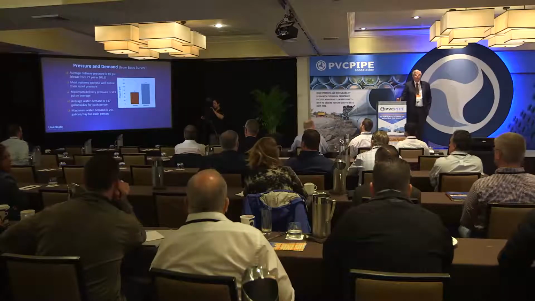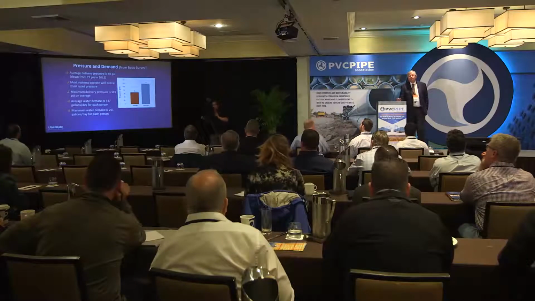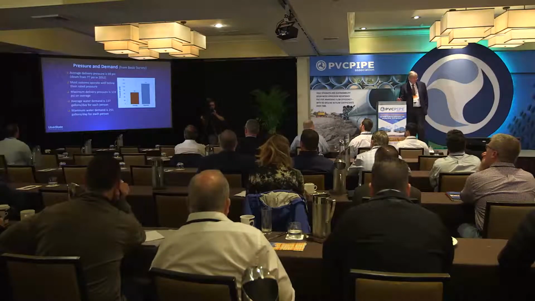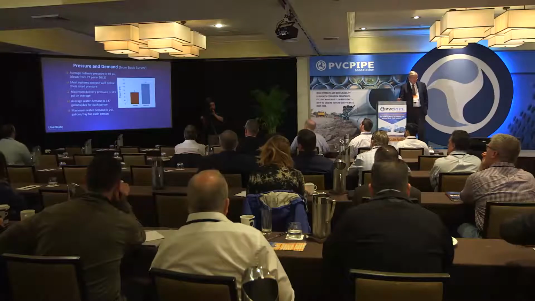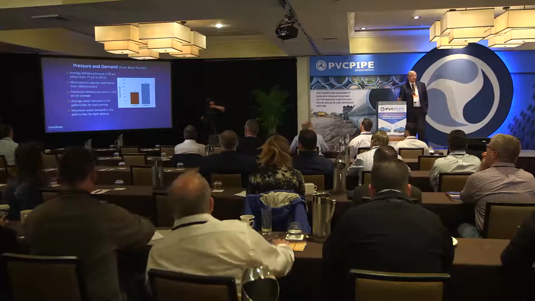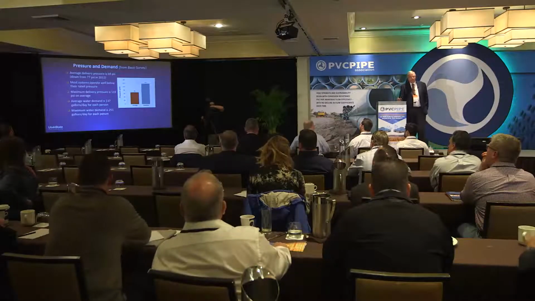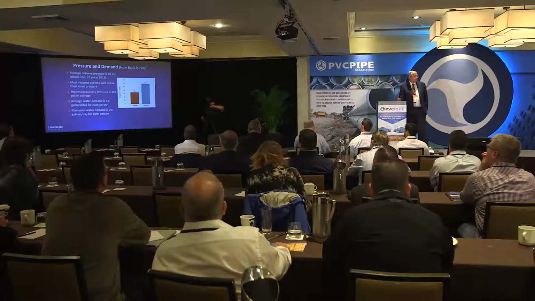Pressure and demand. We did average operating pressures in our 2012 survey, and we did it again, and it was interesting. Our average number turned out to be 69 psi. From 2012 it was 77. It appears that utilities have somewhat reduced pressure.